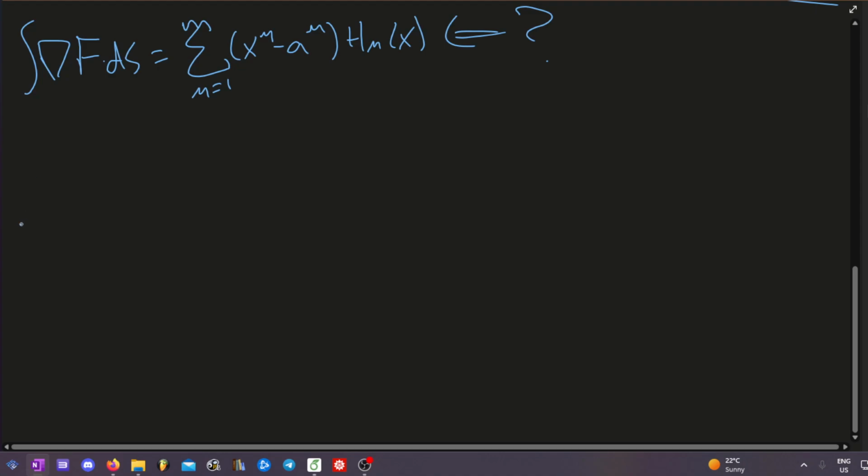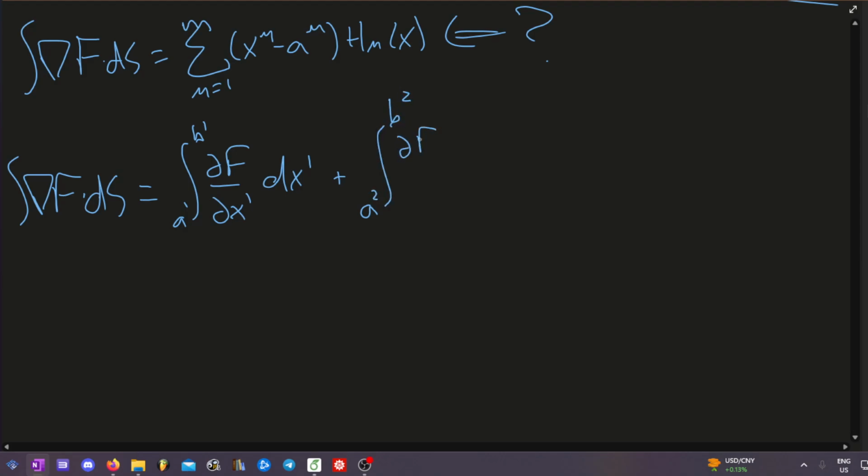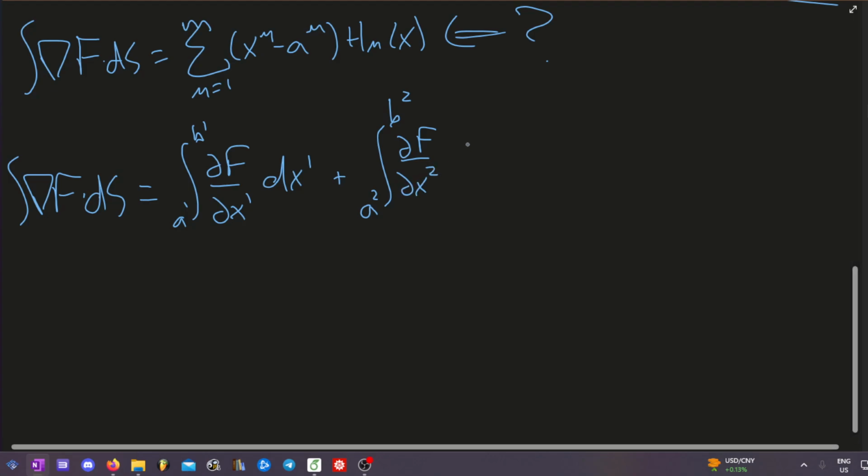Okay, so let's expand this term, the nabla f ds, in terms of the chain rule. In doing so, we're going to have some integrals look like this. We're going to go from a1 to b1 of del f by del x1 dx1, plus a2 to b2 of del f by del x2 dx2, plus dot dot dot, and we're going to go all the way up to xn in this case.